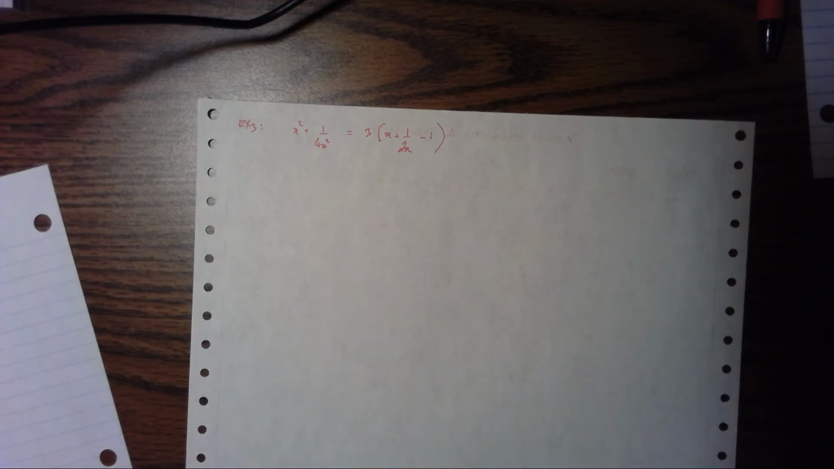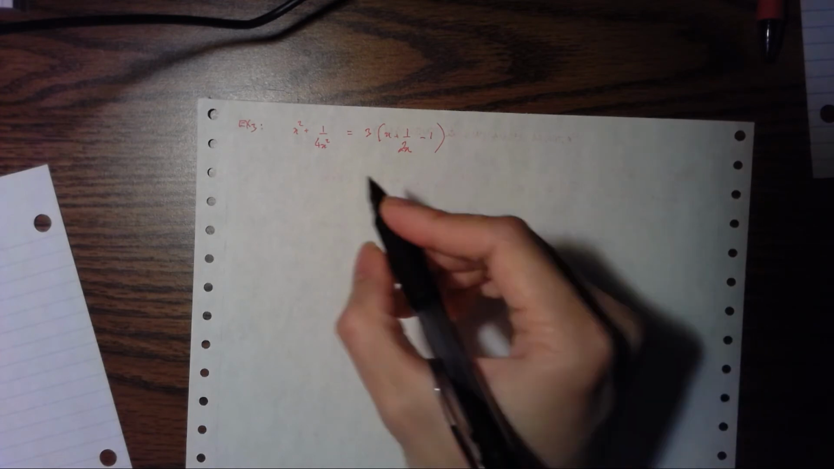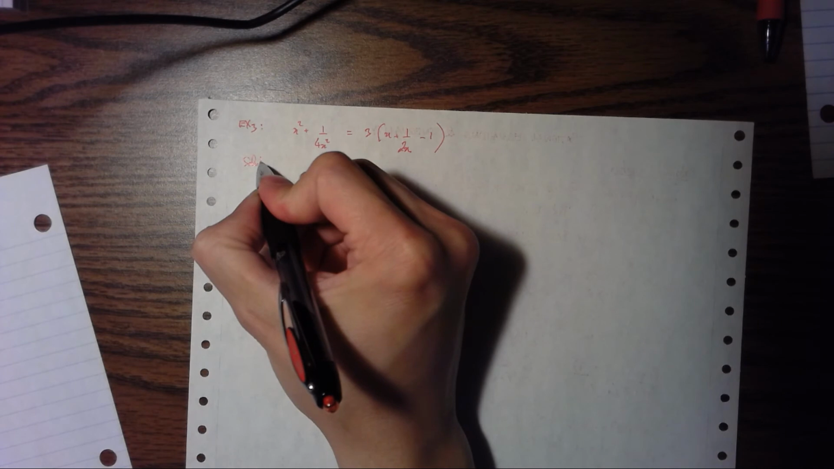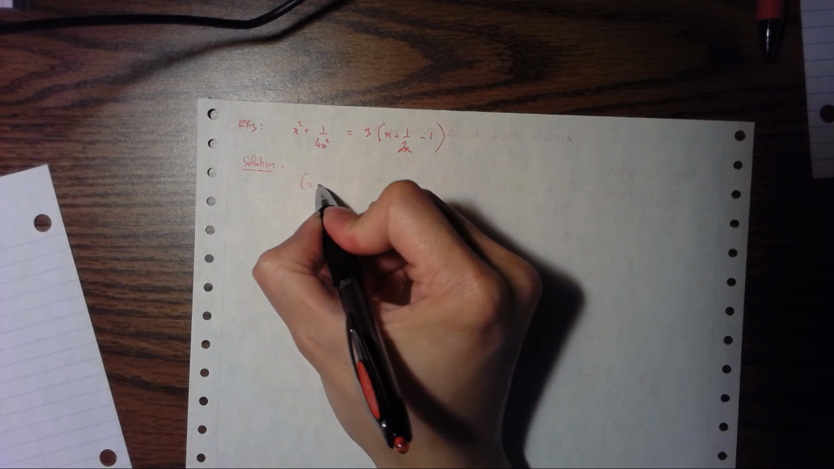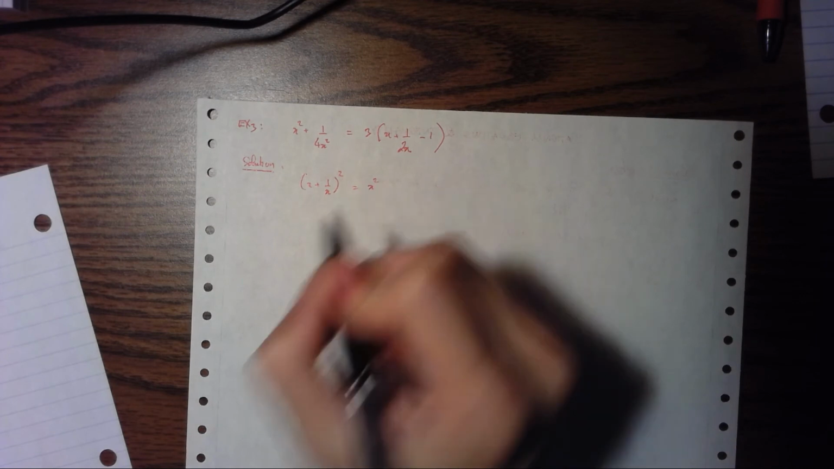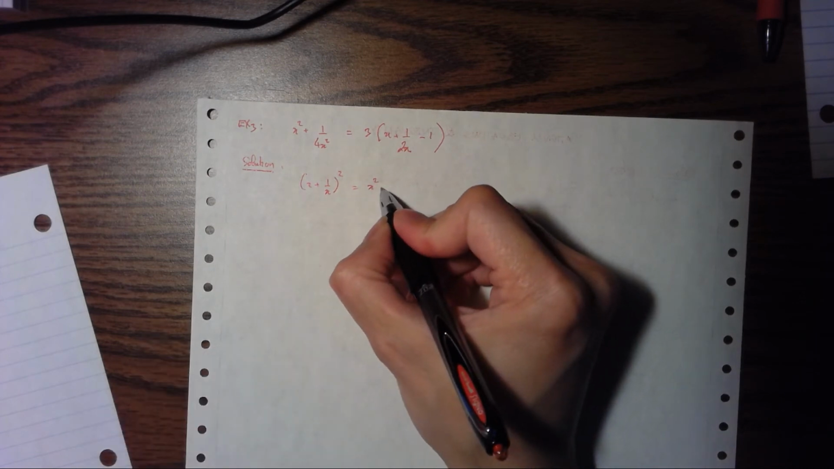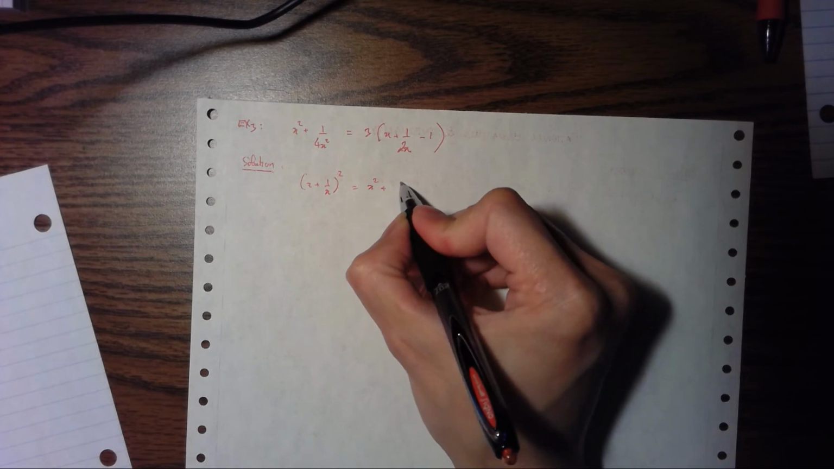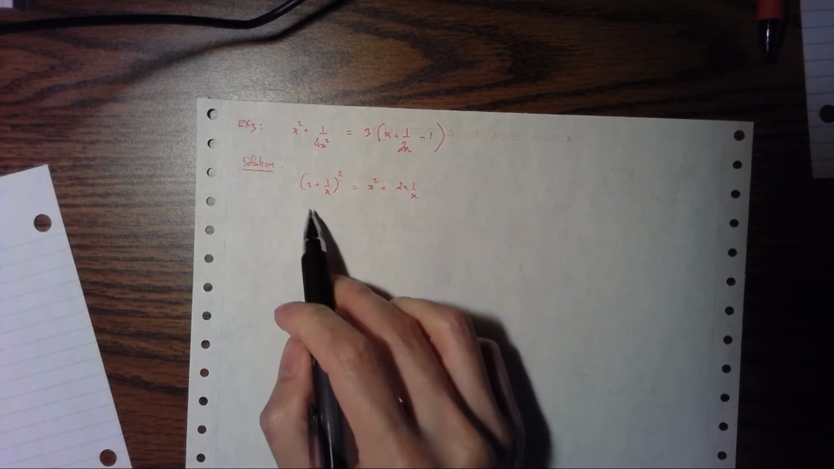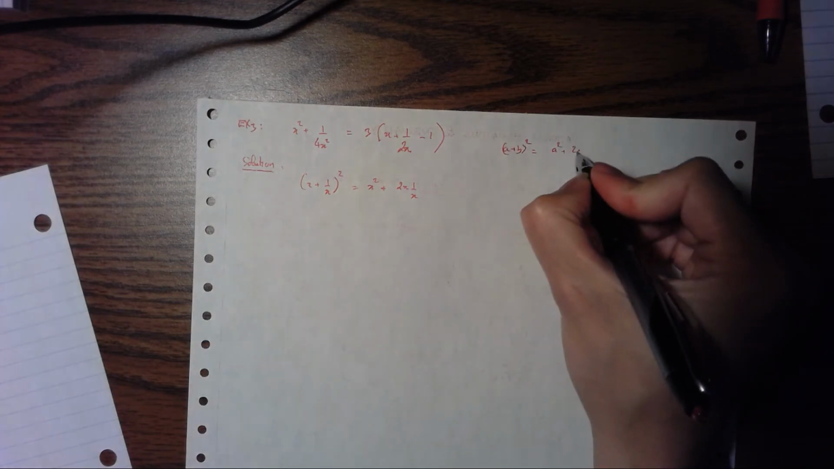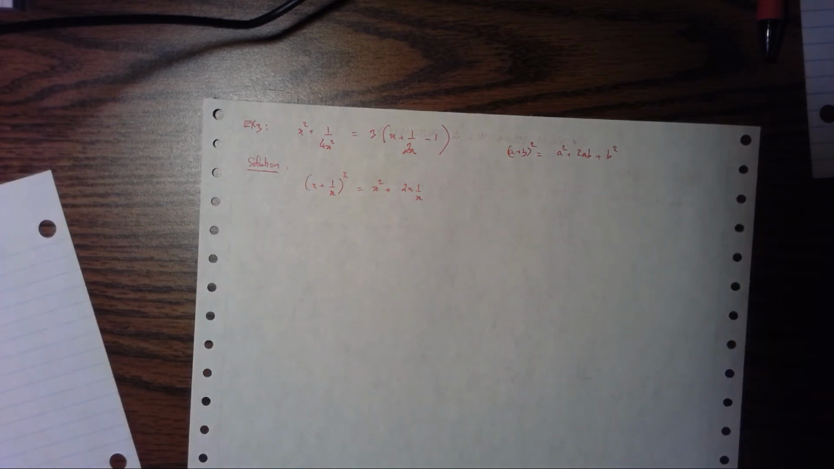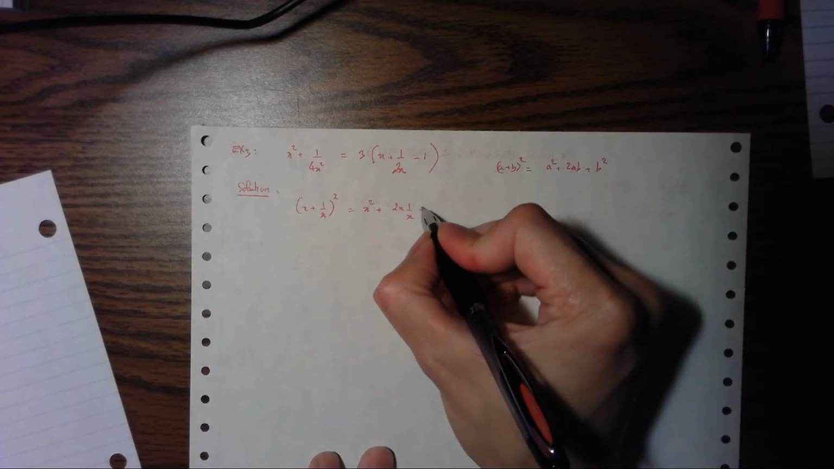So we have to name a variable. Solution. If I square this, it gives you x squared plus 2x times 1 over x, right? You see this formula, a plus b squared, we already learned in college algebra. A squared plus 2ab plus b squared. So it gives you 2ab plus 1 over x squared.